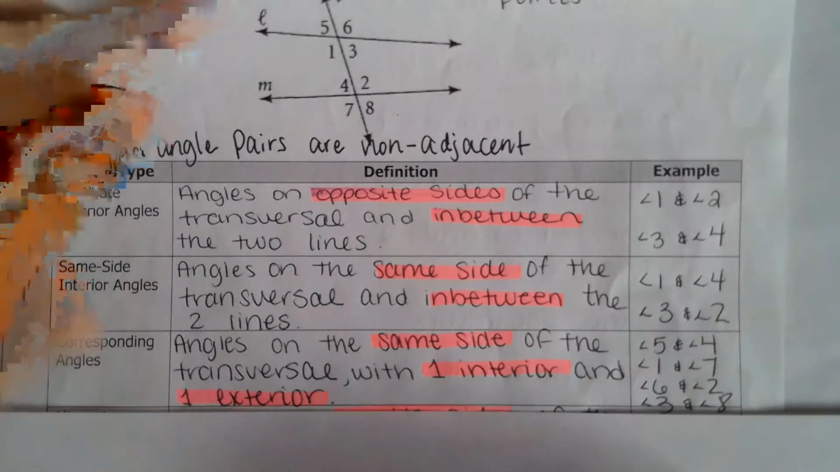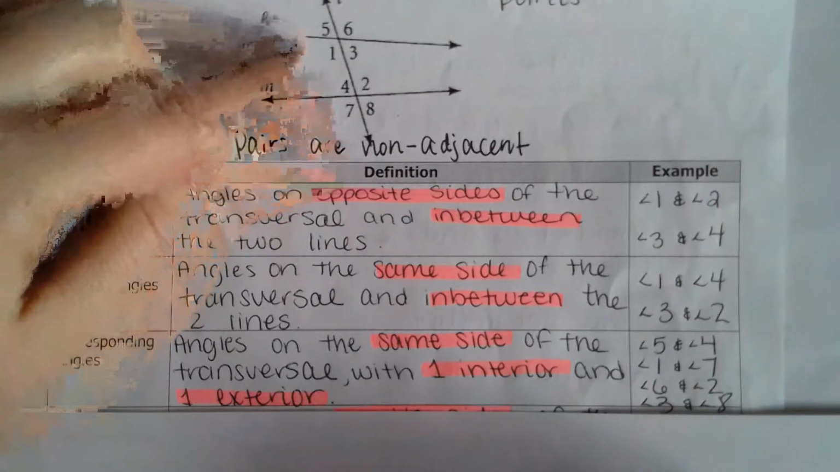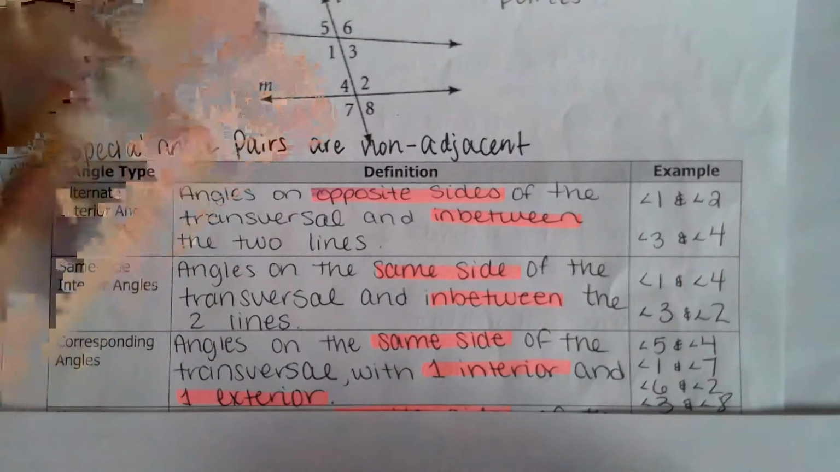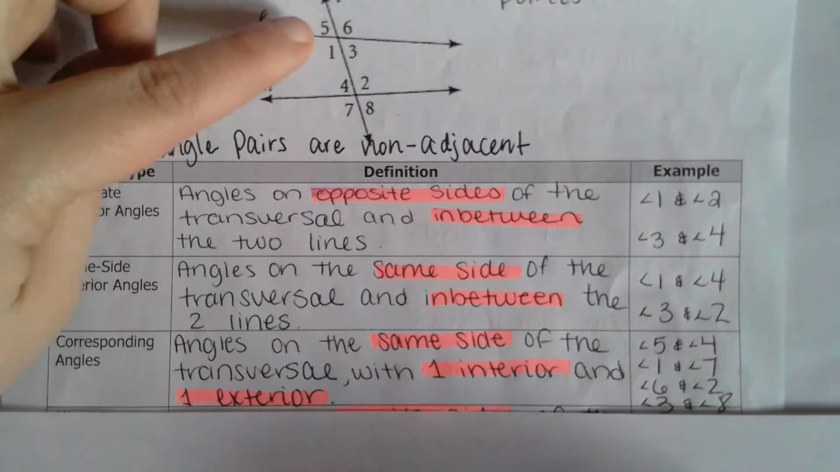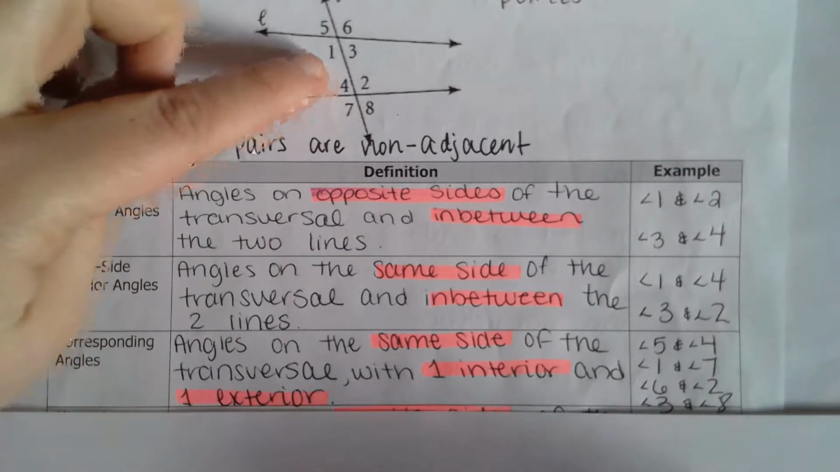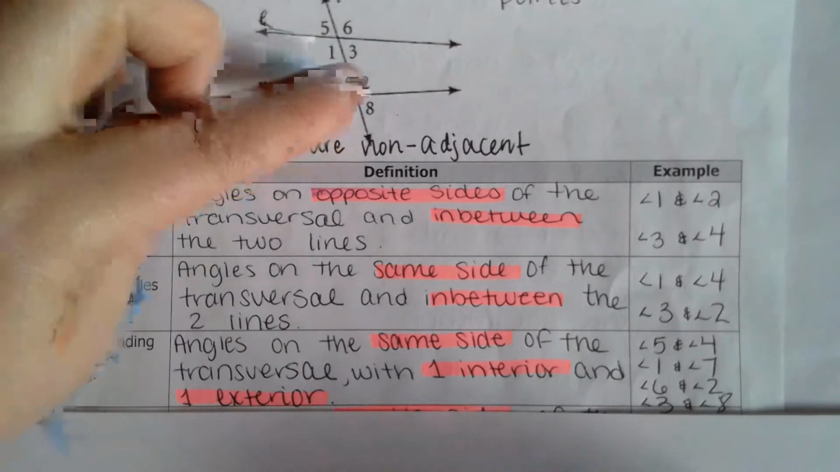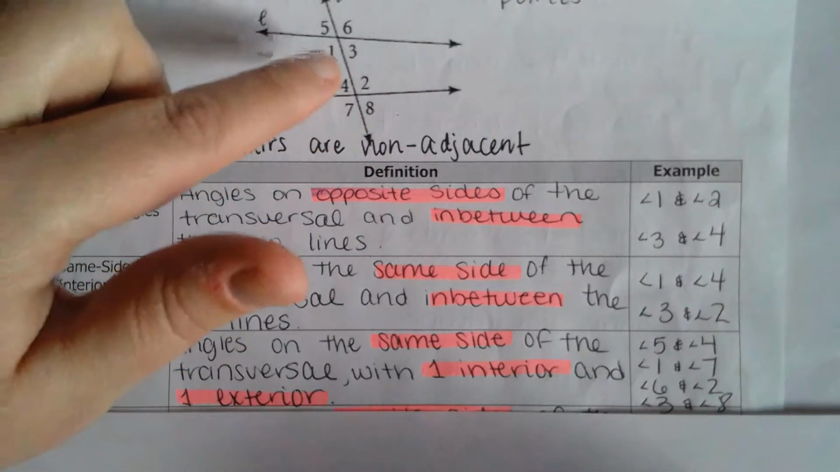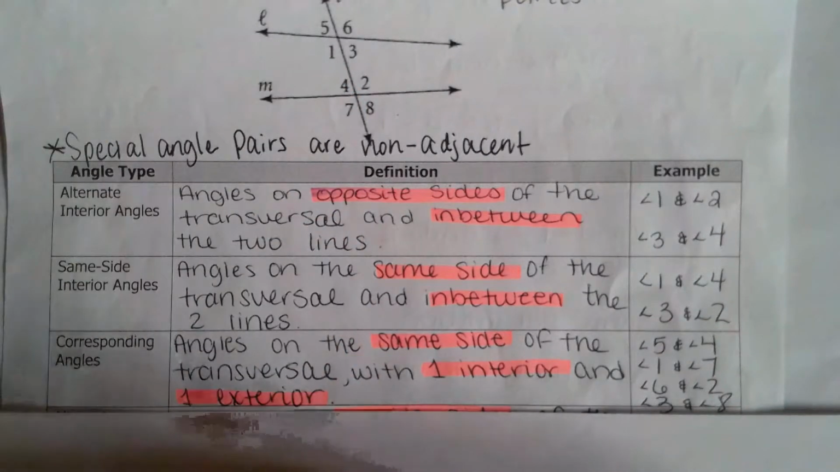So if I look at the left side of line T, and I pick one inside, one outside, that's not adjacent, it'd be angles like 5 and 4 or 1 and 7. If I look at the right side, you can do 6 and 2 or 3 and 8. Those are corresponding.